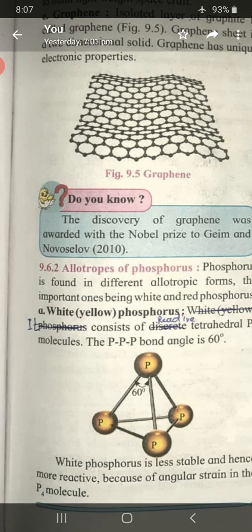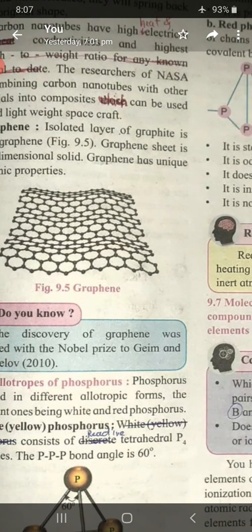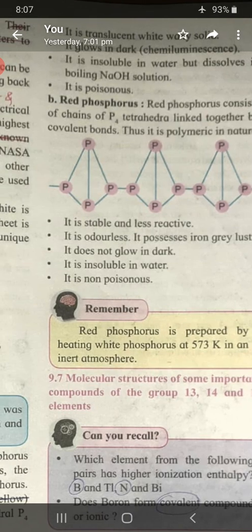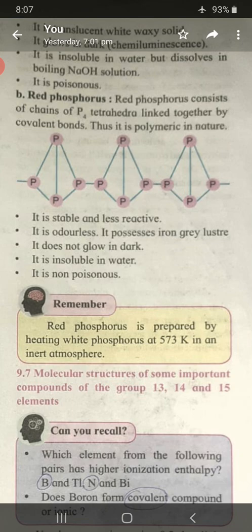Now, the structure of red phosphorus. Red phosphorus consists of chains of P4 units linked together by covalent bonds. So these are chains containing P4 units, four phosphorus atoms each. Thus, it is polymeric in nature.